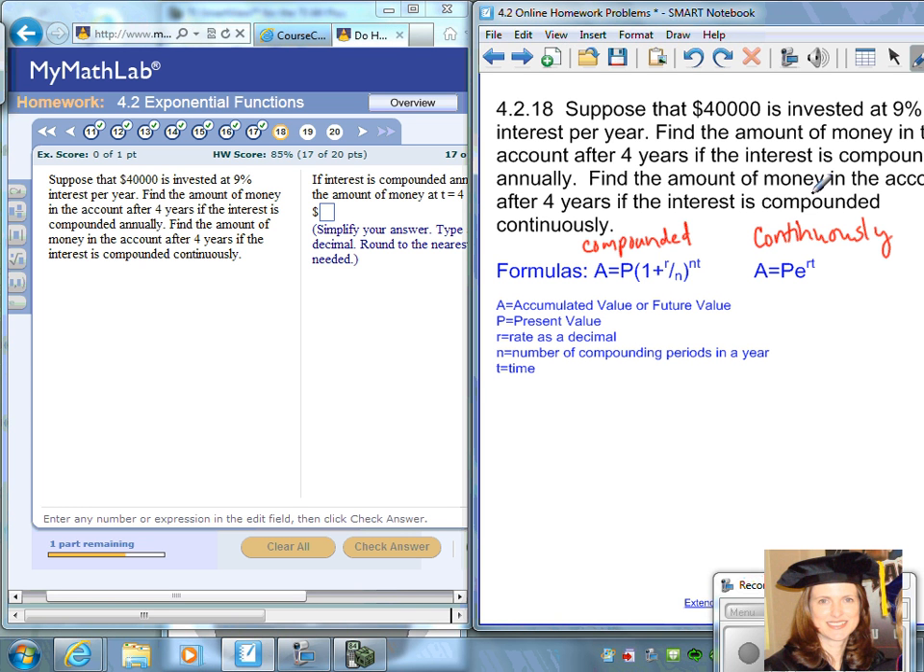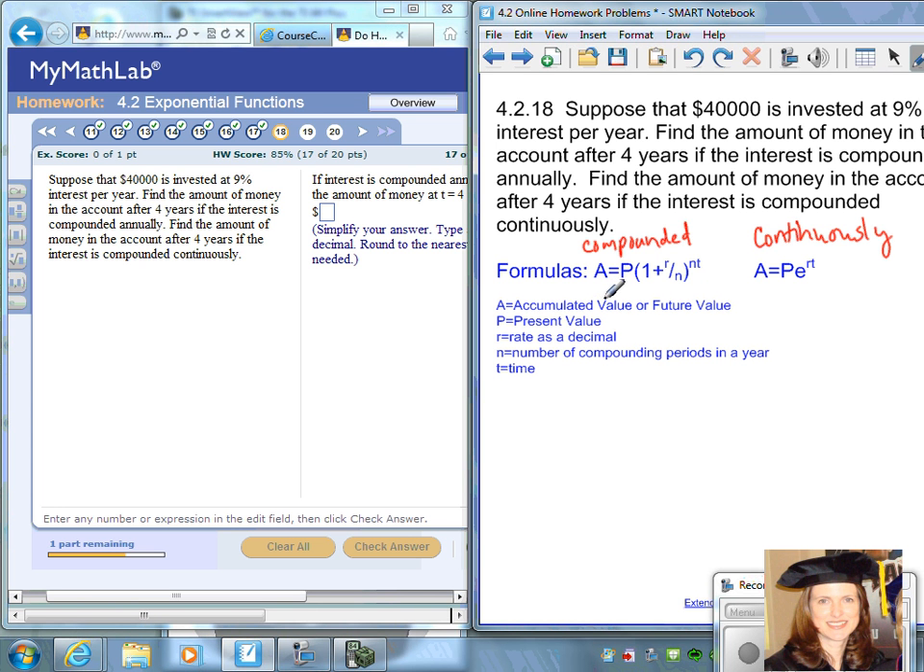A is the accumulated value or the future value. P is the present value or the principal. R is going to be the rate written as a decimal. N is the number of compounding periods. And T is the time.